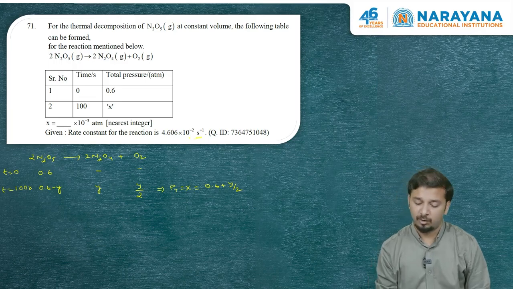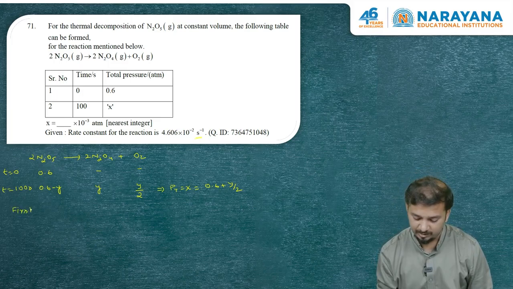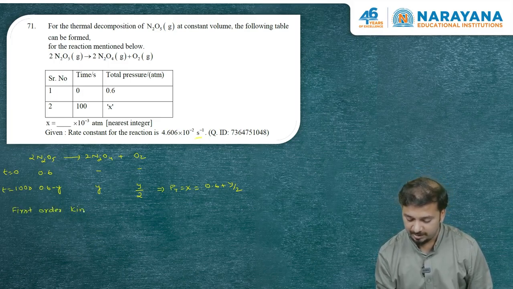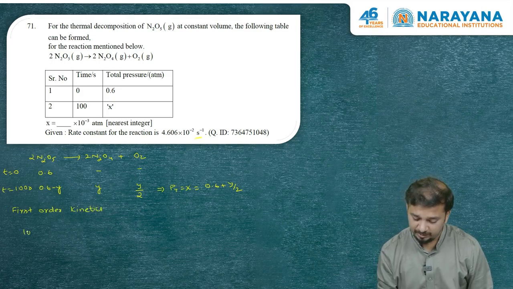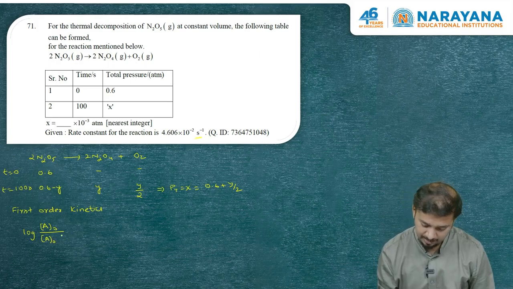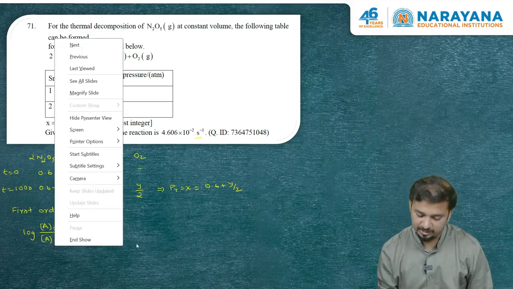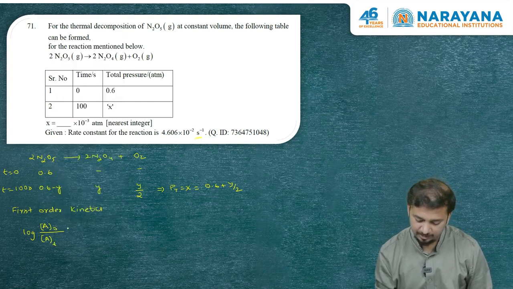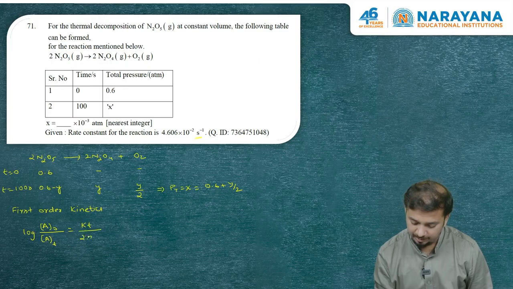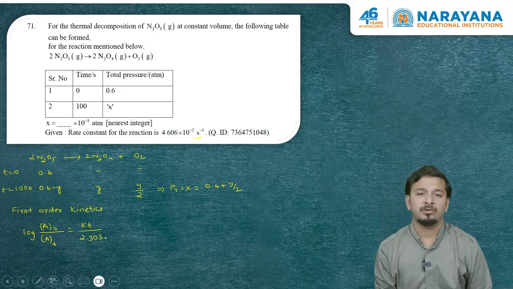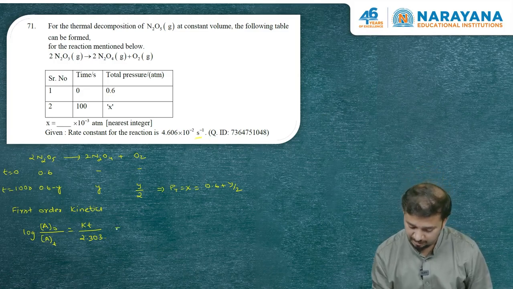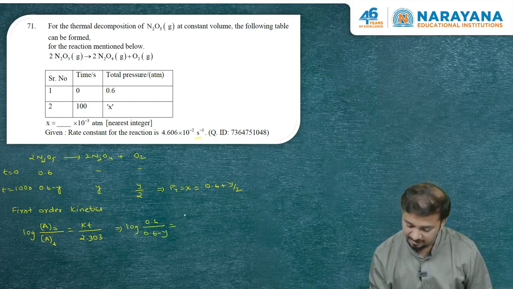Second inverse means it is following first order kinetics. So we can write for first order kinetics log of A naught upon A naught minus X, or we can write A naught upon AT, where A naught is initial concentration, AT is concentration after time t, that is equal to KT upon 2.303. In place of concentration, we can also use pressure. So in terms of pressure, this equation will become log of 0.6 upon 0.6 minus y, that is equal to K into T upon 2.303.